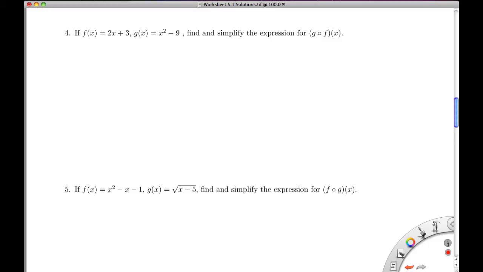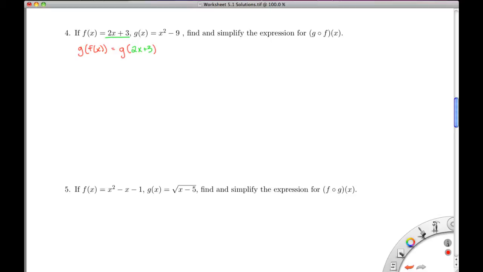So g composed with f of x means that we're going to replace in g any x with our function f of x. Notationally we would see that as, we're going to take g and evaluate it at this function 2x plus 3. So let's go ahead and see how this plays out.